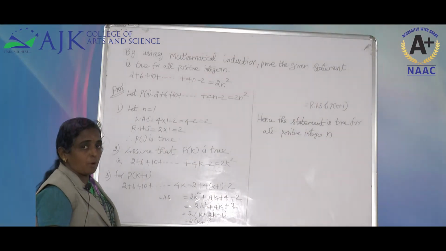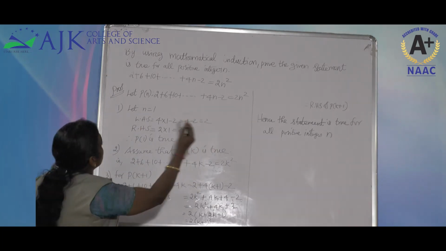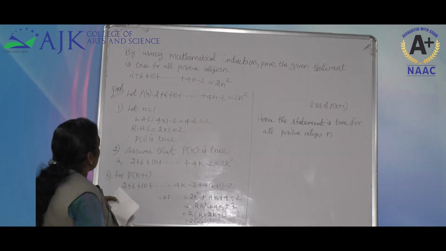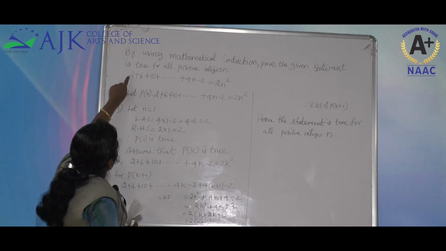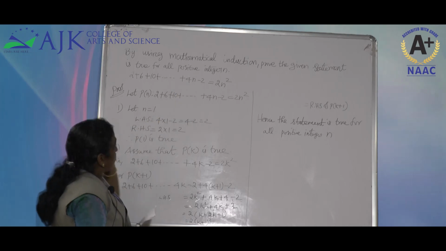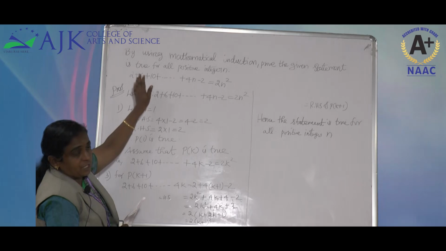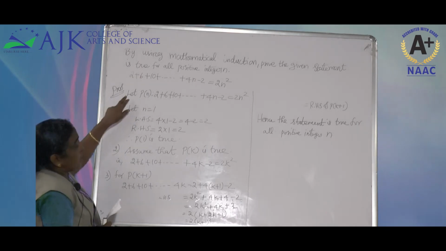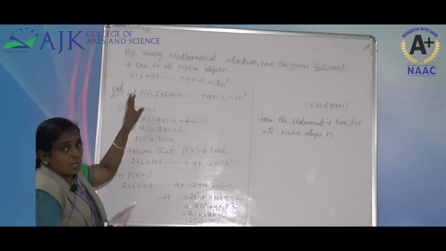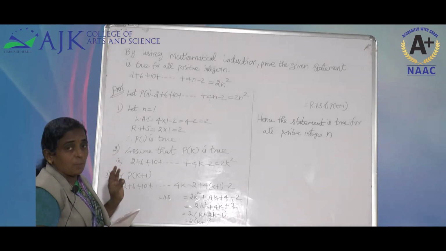Now you see the problem, mathematical induction. By using mathematical induction, prove the given statement is true for all positive integers: 2 plus 6 plus 10 plus etc. plus 4n minus 2 equal to 2n square. We have to prove this statement by using mathematical induction for all positive integer n. Next, we have to consider the given statement as P of n. There are 3 steps to solve the problem.